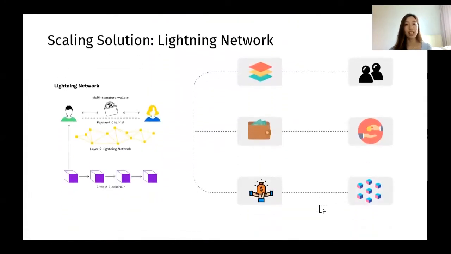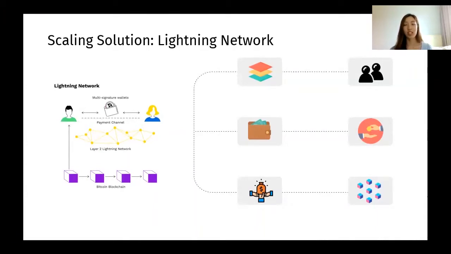So one way of scaling would be using the Lightning Network. It's a second layer technology applied to Bitcoin that uses micropayment channels to scale its blockchain's capabilities to conduct transactions more efficiently. Transactions conducted on the Lightning Network are faster and also less costly, which makes them more readily confirmed than those conducted directly on Bitcoin's blockchain.